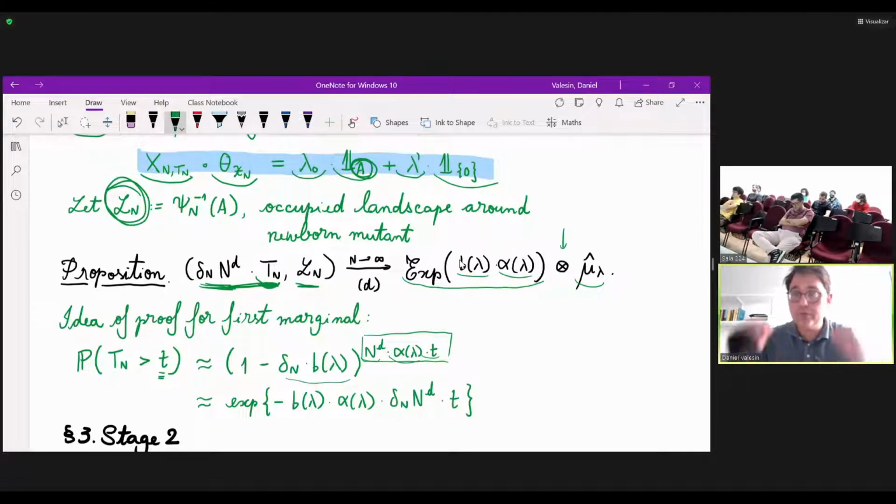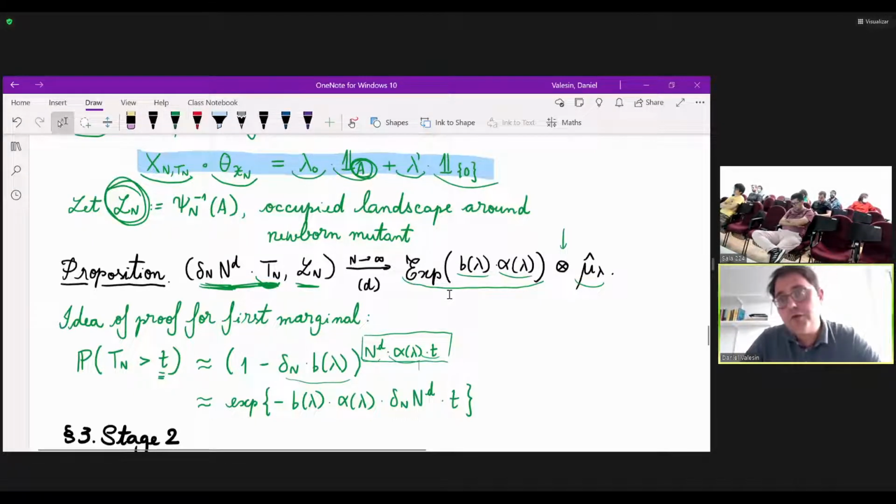So to summarize what we learned for stage 1: you start with a homogeneous population. It will run exactly as a one-type contact process until a mutant appears, and the time it takes for that to happen looks exponentially distributed. And when the mutant appears, the landscape around it looks like this biased version of the upper stationary distribution of the contact process on Z^d.